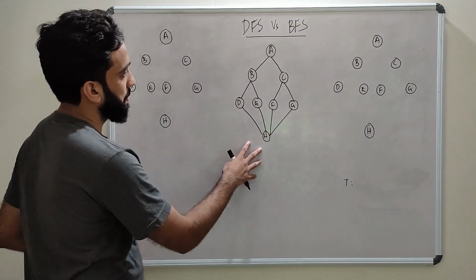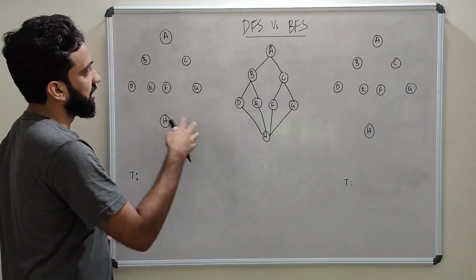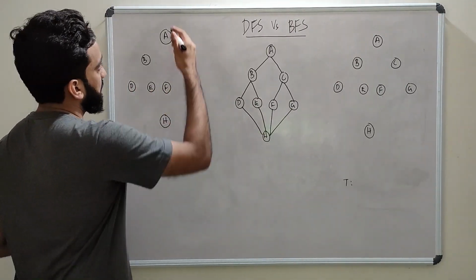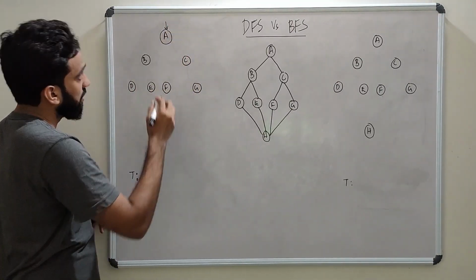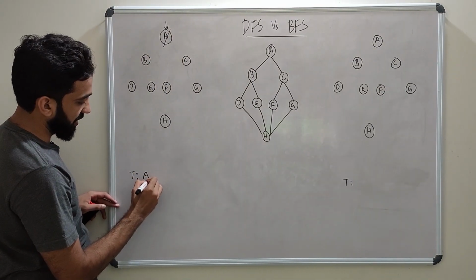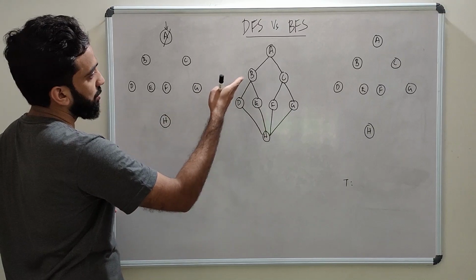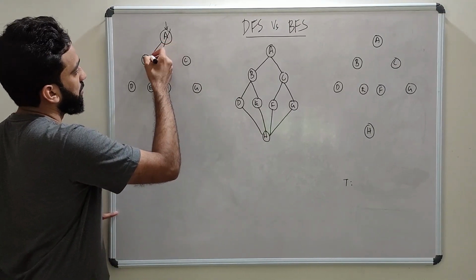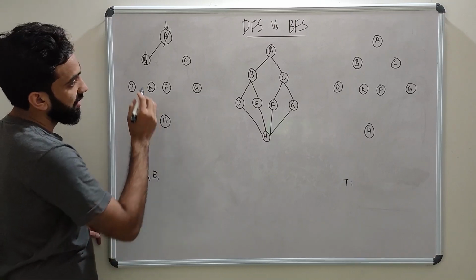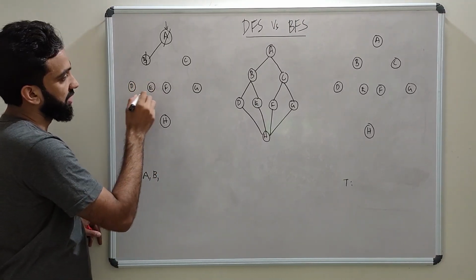This is our graph. So let's do DFS for this graph. We can start from any node. I'll start from A here. So I'll mark A as visited. Our T-list is here. I'll add A to our T-list. From A I can go to B or C. Let's say I go to B. I'll mark B as visited. I'll add B here. From B I have two options, D or E.